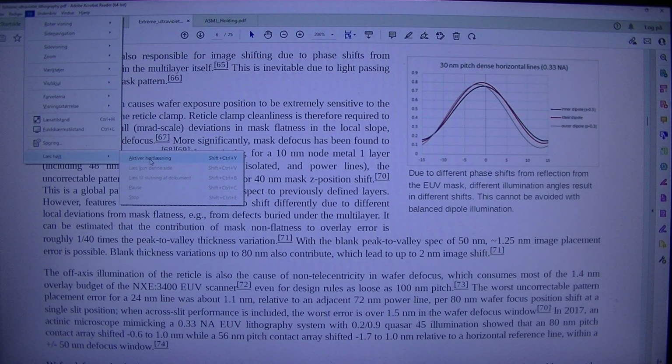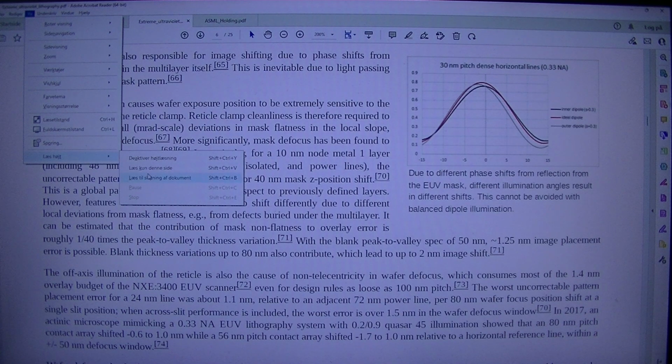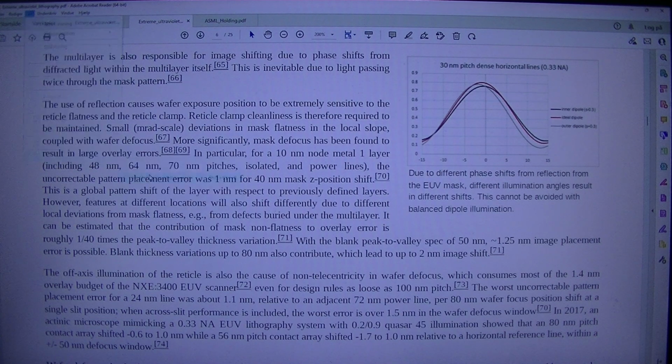Read aloud, activate voice, read to end of document.